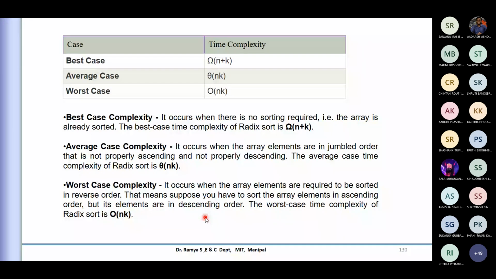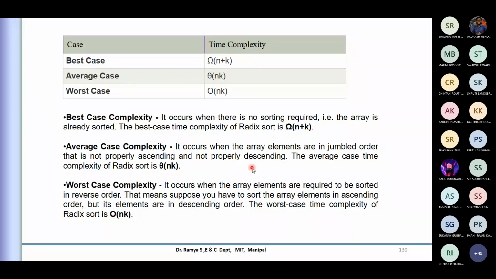Now, coming to radix sort, what is the best case here? It occurs when no sorting is required, that means an already sorted array is given to you. How much time does it take to give the output? The best case time complexity is n plus k. Here n is the number of elements and k is the radix system.